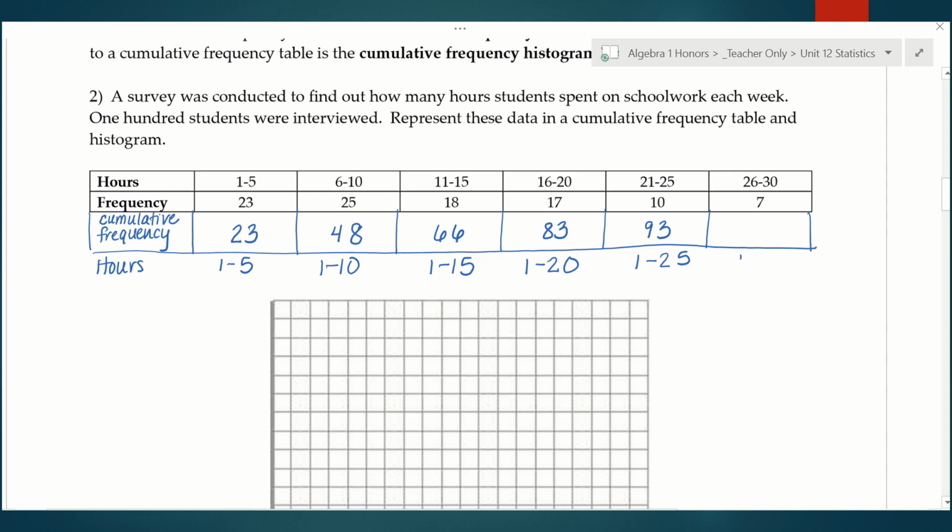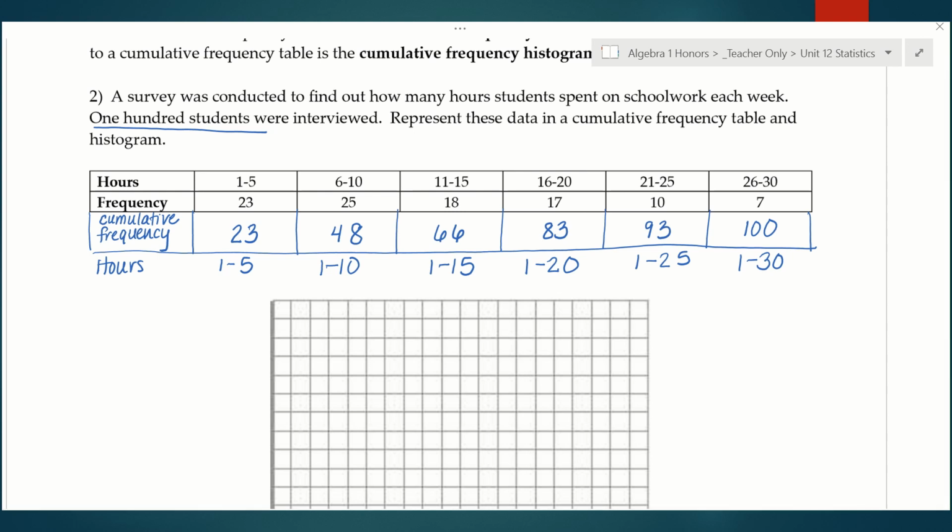And then the last interval is basically everything. 93 plus 7 is 100. One way you can tell that you did this correctly is because it says 100 students were interviewed, so your total should have been 100.